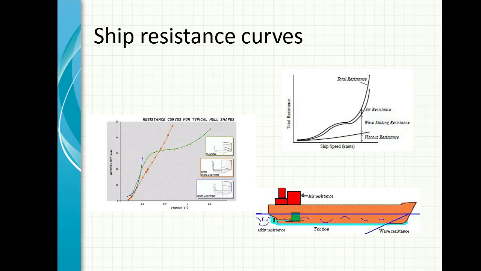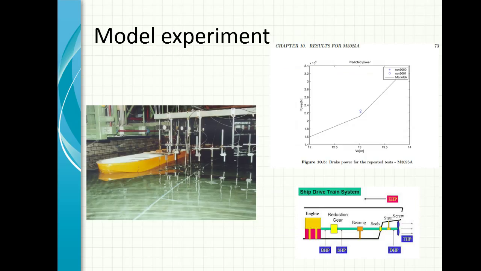So resistance curves can be determined, to some extent, through theoretical methods. You can also estimate it through model tests. Ship models are made, and you can directly go and even do the powering estimations from them.